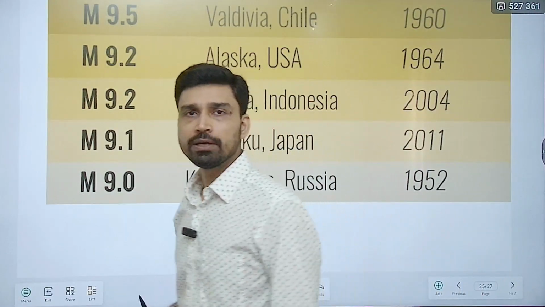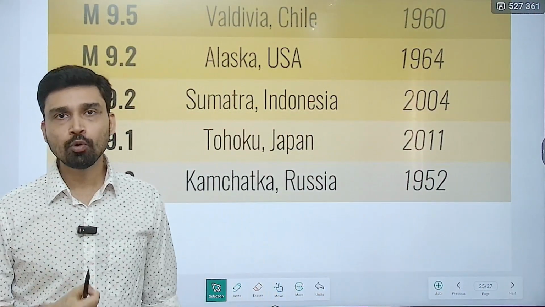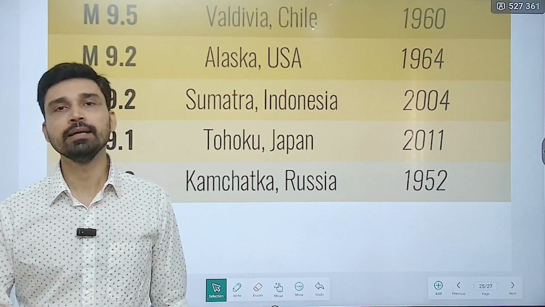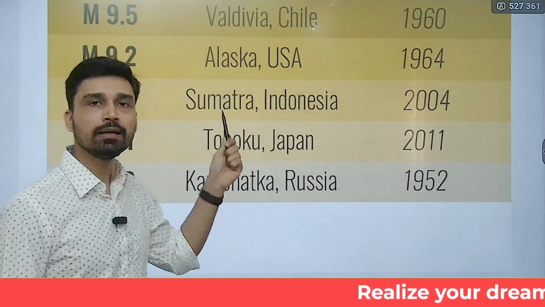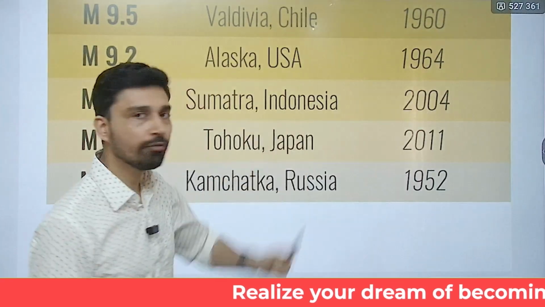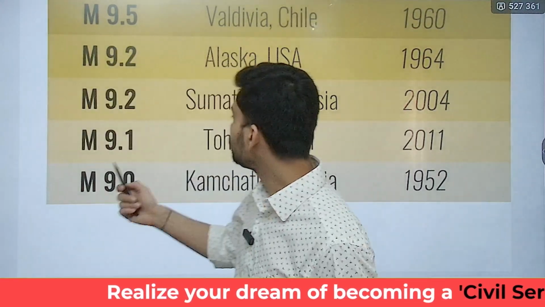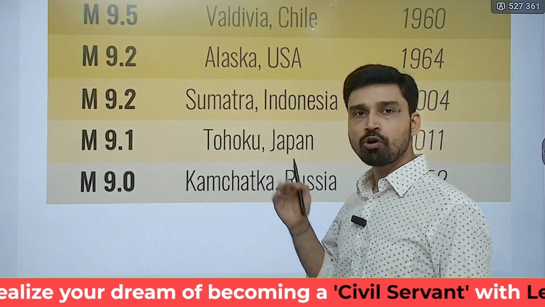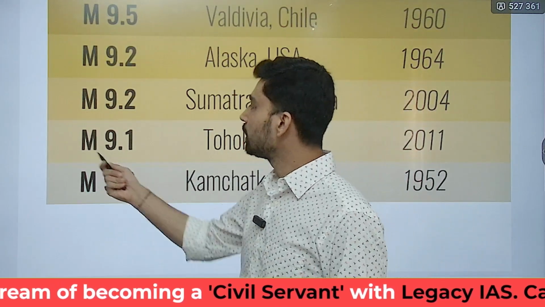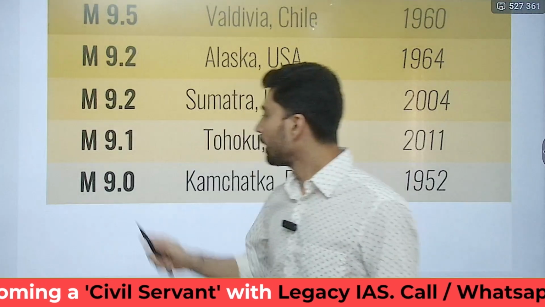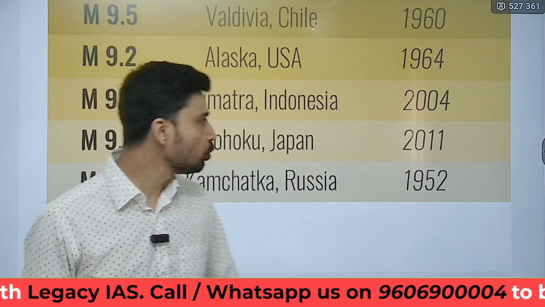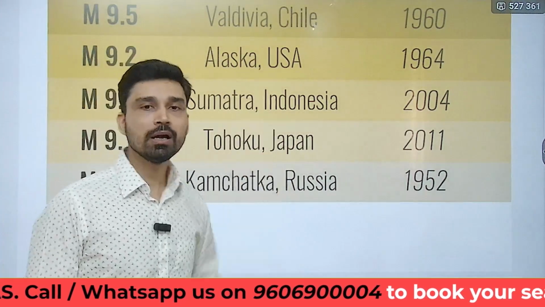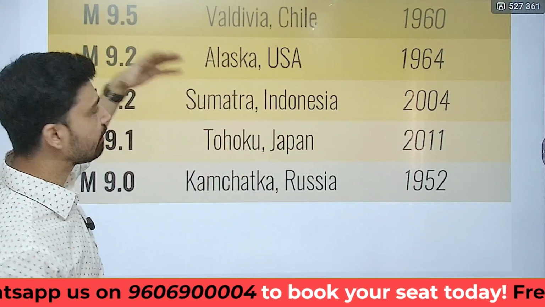And most recently, you would remember that in 2004, exactly on the 26th of December, many countries in the Indian Ocean witnessed a tsunami. That tsunami was a result of a 9.2 magnitude earthquake that occurred along the Sumatra region of Indonesia. Further, the Tohoku region of Japan in 2011 caused the Fukushima nuclear disaster as well. That earthquake had a magnitude of 9.1, and then 9.0 was in Kamchatka, Russia in the year 1952. So these are the top 5 mega earthquakes that we have witnessed.